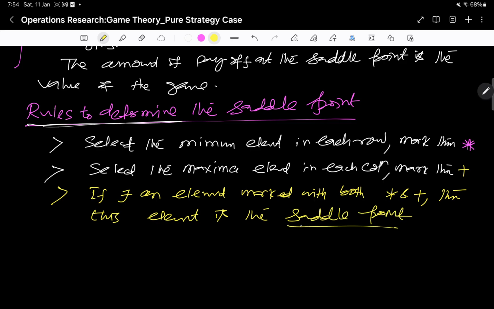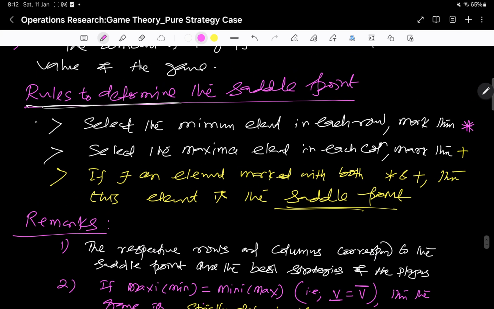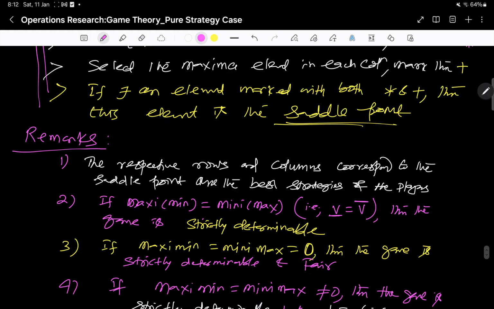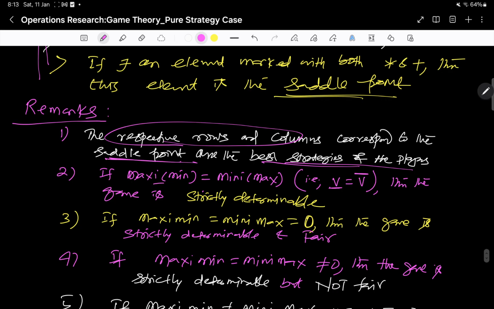Okay, saddle point. If you solve one example, then this idea will be clear. Now in view of the above rule, while we solve the problem, we should focus on the following remarks. Once we find the saddle point, the corresponding strategies are the optimal strategies for the players. If the maximin value is equal to the minimax value, then that point is my saddle point.